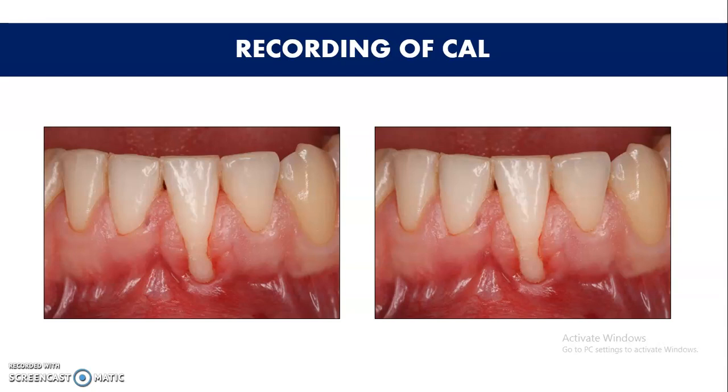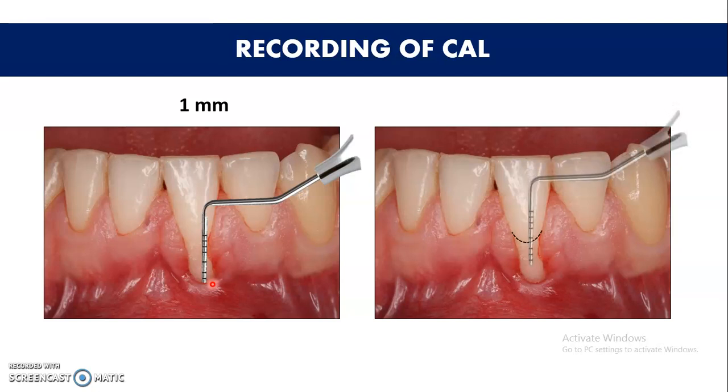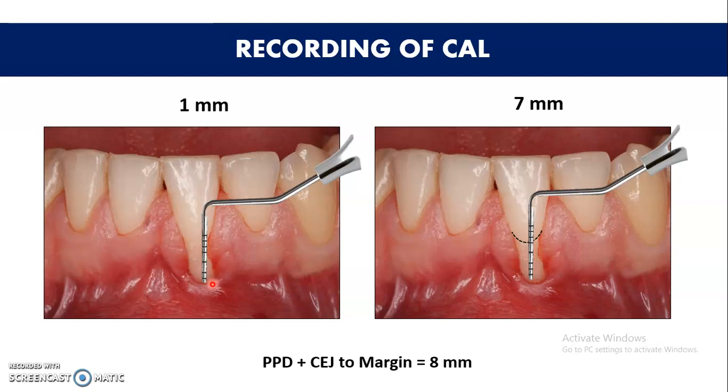So let's first measure PPD. When the probe is inserted, the marginal gingiva lies against the first marking. Hence PPD is 1 mm. Now we have to measure the distance between CEJ and margin. Here the CEJ is clinically visible and the CEJ lies at the 7th marking. Hence this distance is 7 mm. So, CAL is 1 mm plus 7 mm, which is 8 mm.